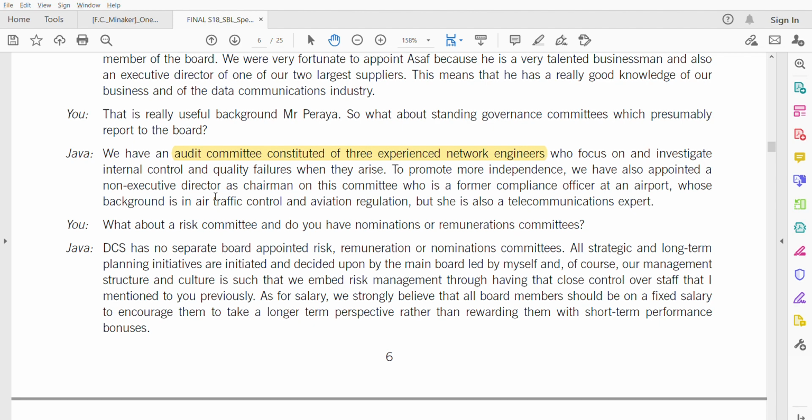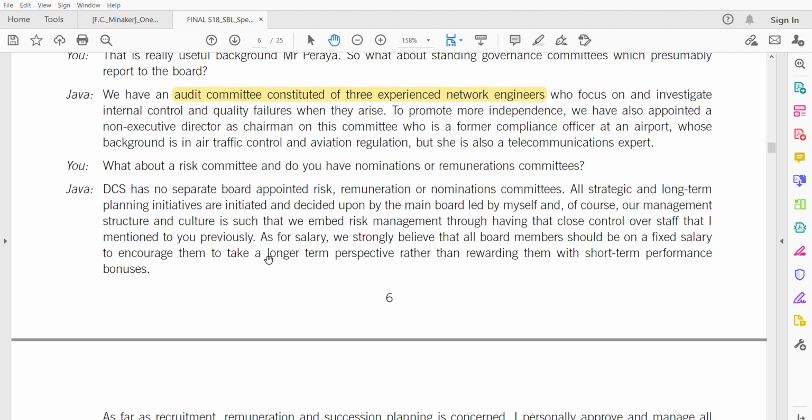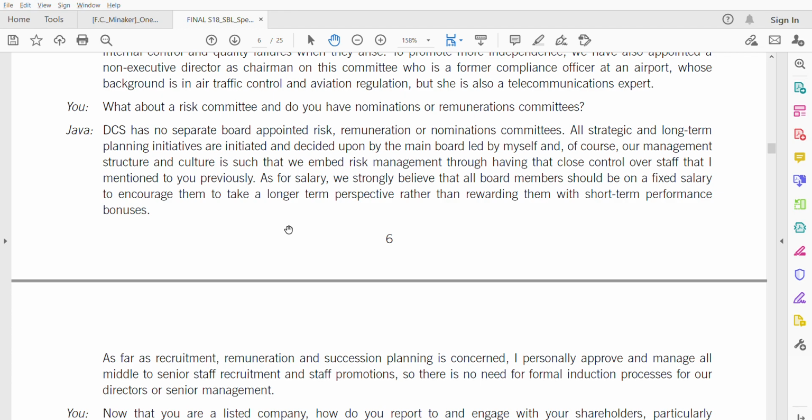I haven't made a video on the types of committee, but soon I will be making in the future. There are 4 types of committee: audit, risk, nomination, and remuneration committee. We'll be explaining in detail how they function, what are the advantages and all. But for now, just know that there are 4 types of committee. Okay. Risk committee, nomination and remuneration. So, okay, let's see what happens. Okay, so DCS has no separate board appointed risk, remuneration or nomination committee.